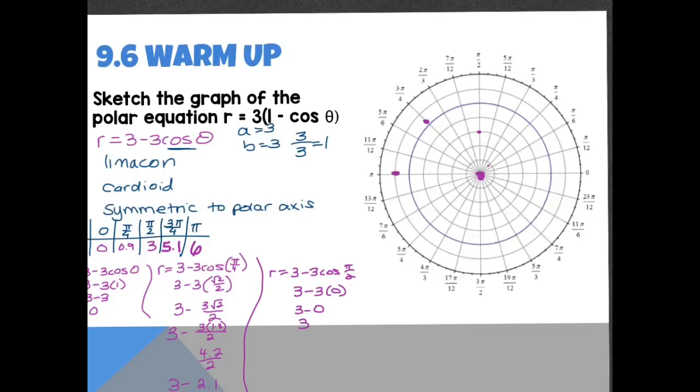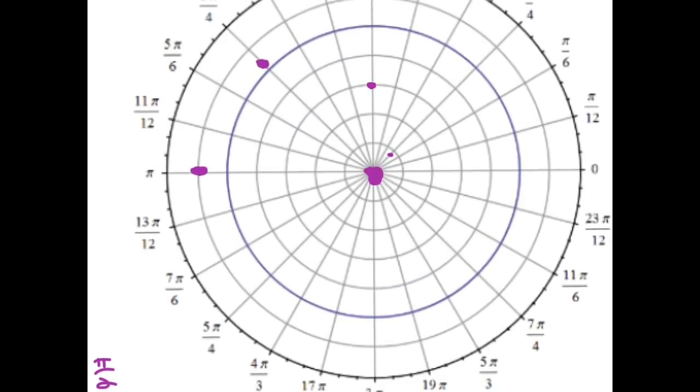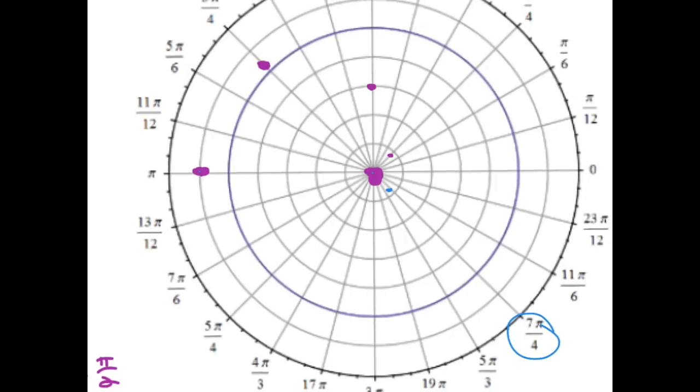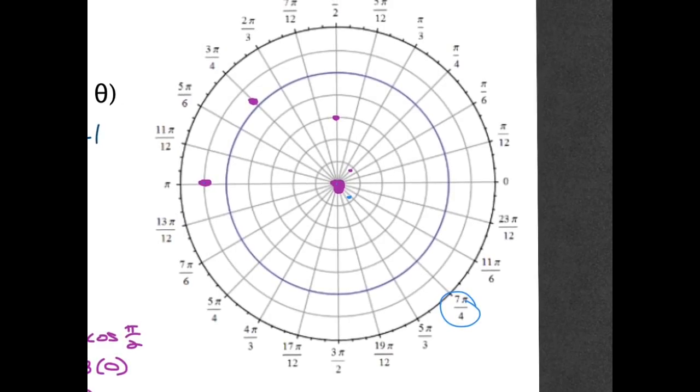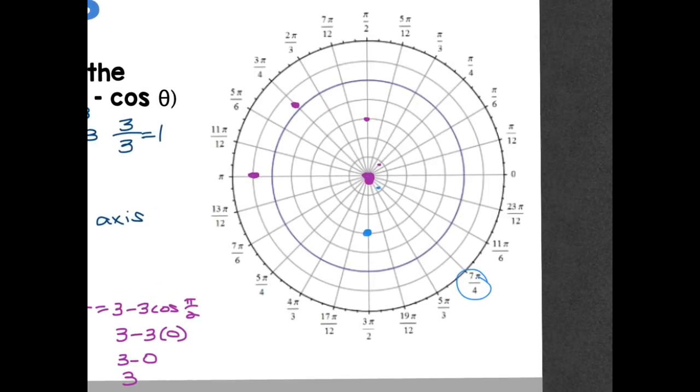Because we said this has polar axis symmetry, all of the points that we just plotted, we can reflect over the axis on the other side. So obviously the 0 will stay and the pi will stay, but at pi over 4, we were at 0.9, which means that at 7 pi over 4, I would also be at 0.9. At pi over 2, I was at 3, which means at 3 pi over 2, I would also be at 3. At 3 pi over 4, we were at 5.1, so at 5 pi over 4, I would also be at 5.1.